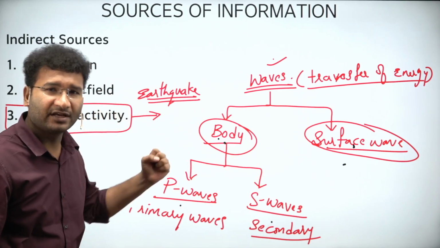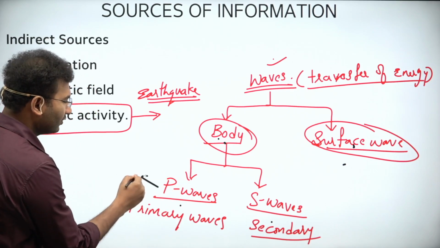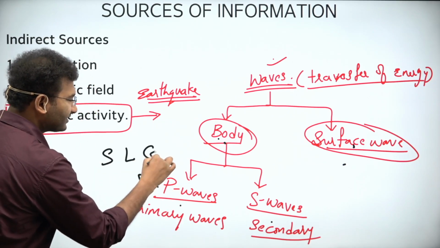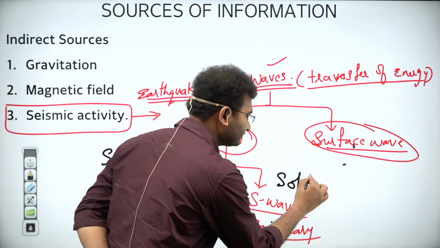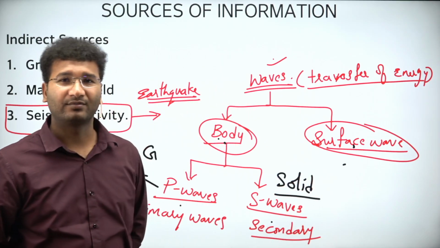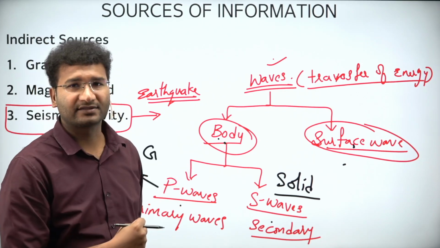P waves are primary waves, S waves are secondary waves. P waves can travel through solid, liquid and gases. S waves can only travel through solid. How do I know? Because scientists have studied them in the laboratories, right?